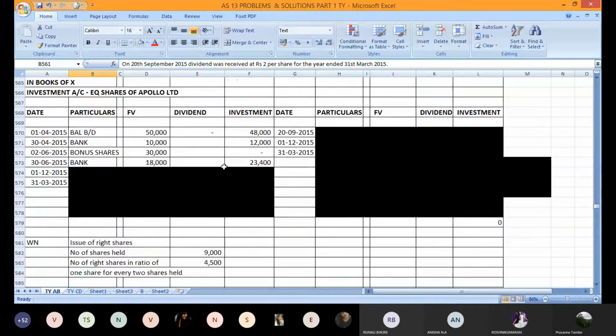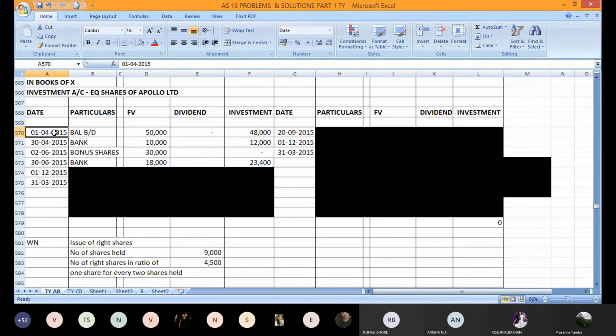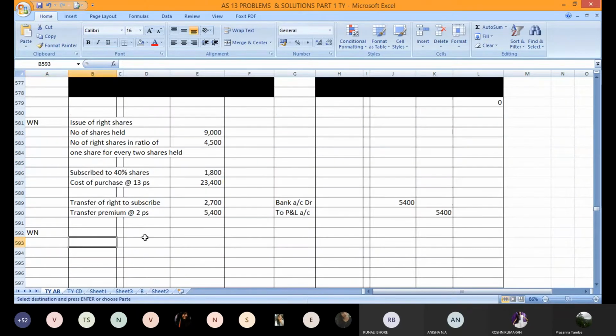Okay, let me just write down these details in a small working note, so we also have a record of it. Now, if you look at the pattern in which he has purchased the shares, on 1/4/14 there was an opening balance, then there was a purchase, then there were bonus shares, and right now we are talking about a right share. So I'll just copy these four dates. Okay, these are the dates. This is the opening balance. This is purchase. This is bonus, and this is right.